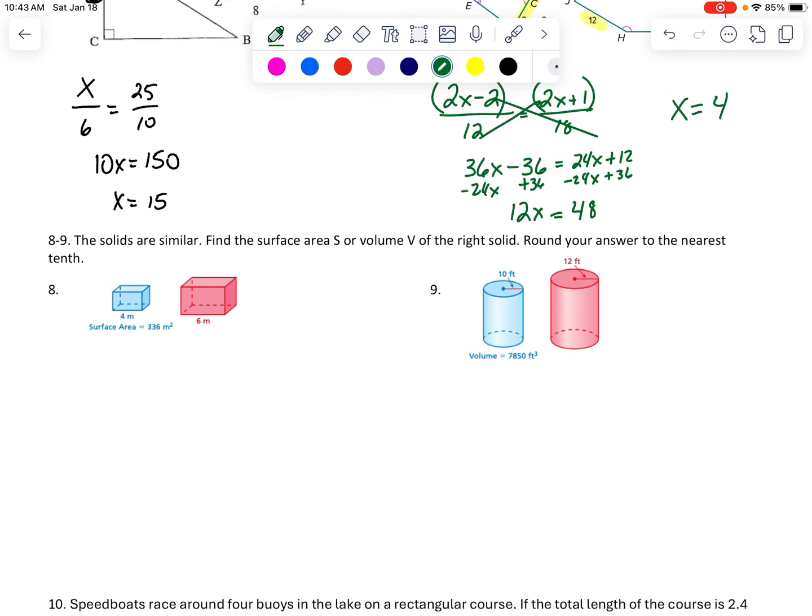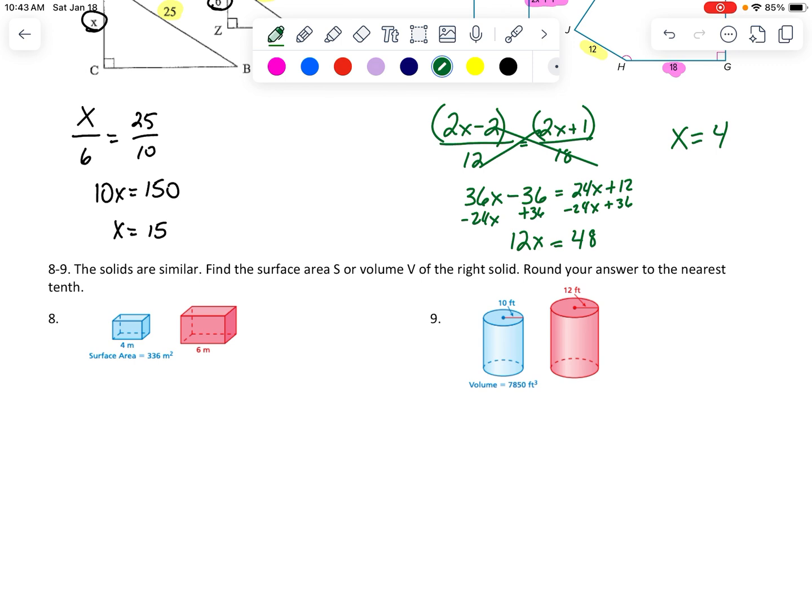Moving on to the similar figures. Again, we're going to compare like parts. 4 is to 6 is the bottom edge. Like areas are going to be 336 to the unknown, because I don't know what the area of the right figure is, but that's what I'm asked to find. But what I have to remember is this is surface area. Area is 2 dimensions, so I'm going to take that ratio and square it. So 4 squared is 16, 6 squared is 36, and then we're going to have 336 over x.